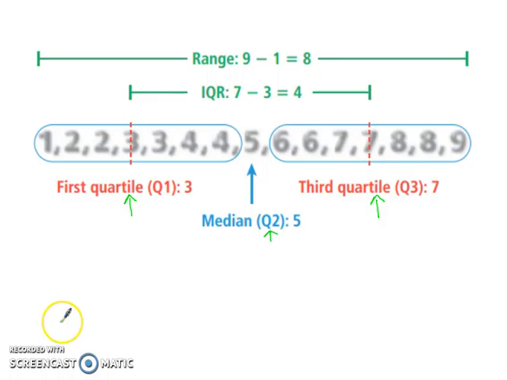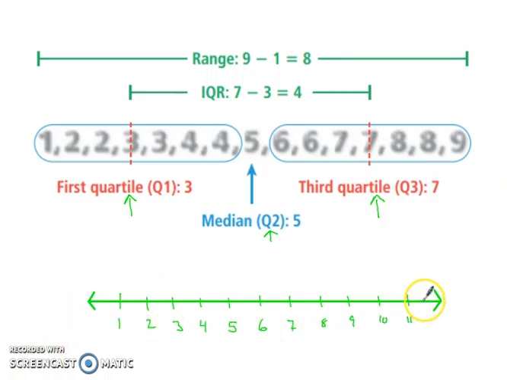So when you go to make a box and whisker plot, you will need a number line. So you have a number line, and what you're going to do is plot your median, your first quartile, and your third quartile. So your first quartile is 3. Your median was 5. Your third quartile was 7. And you're going to make a box.